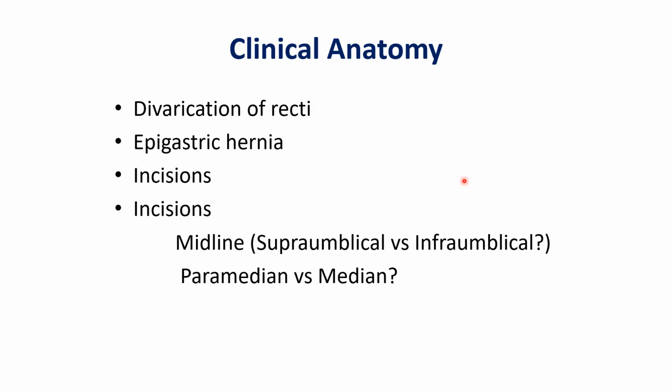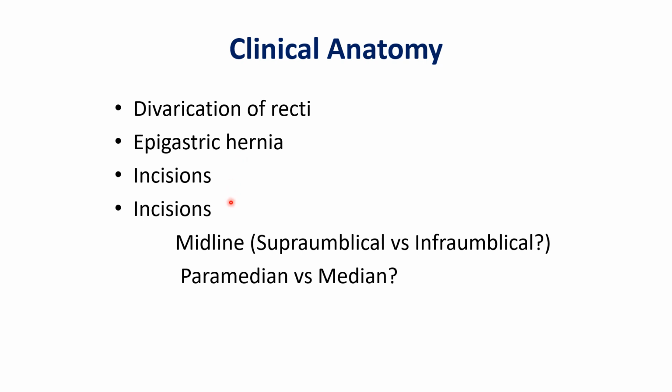Now we come to the clinical aspects of the rectus sheath. Now in multiparous women or in weak children, the recti are separated from each other. So fingers can be put in between the two recti muscles, and that condition is called divarication of the recti. That is the rectus abdominis muscle. There is a gap between the two rectus abdominis muscles of either side. Now, epigastric hernia is the hernia which is taking place through the linea alba due to weakness.